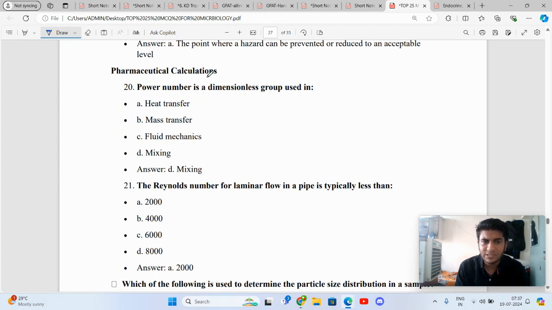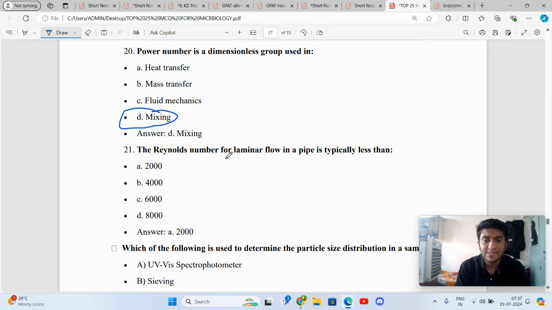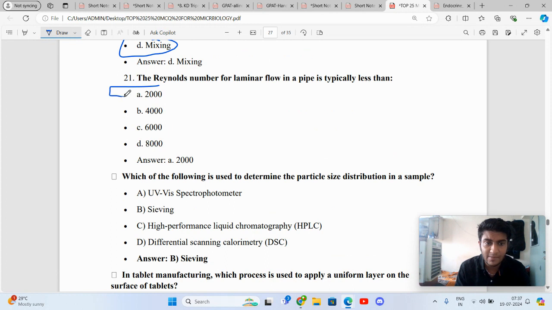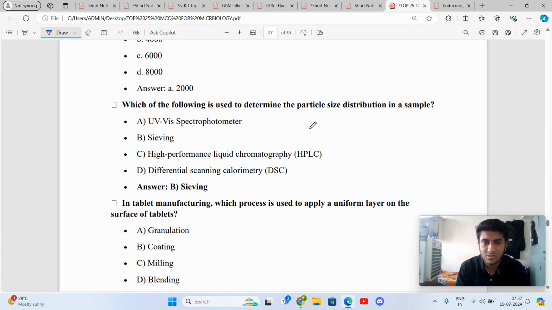Moving on, we have certain questions from pharmaceutical calculations. So power number. Power number is basically useful in mechanical mixing. So mechanical mixing is the right answer, option number D. The Reynolds number, obviously I've mentioned this in my previous session, is less than 2000.